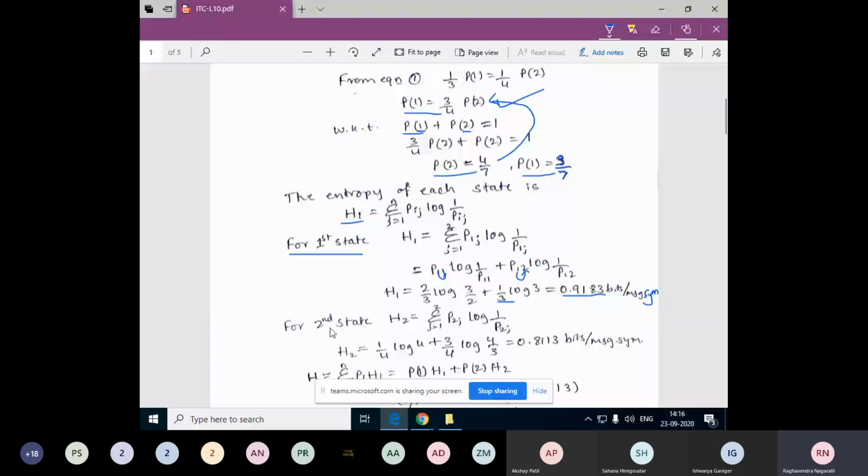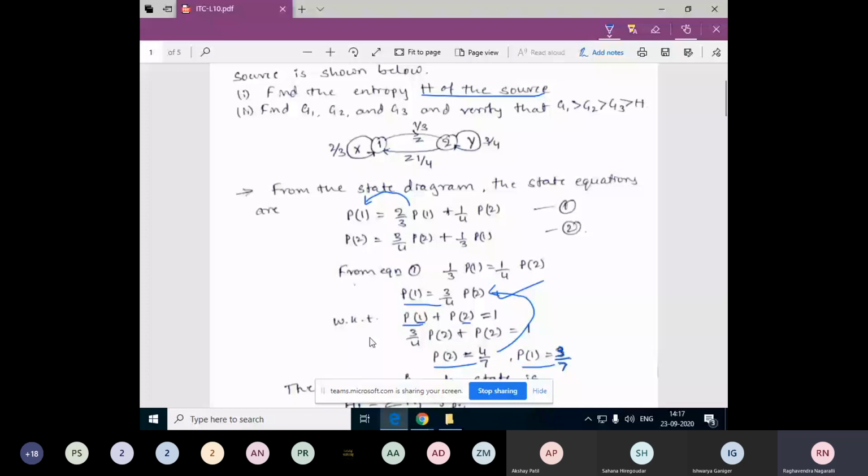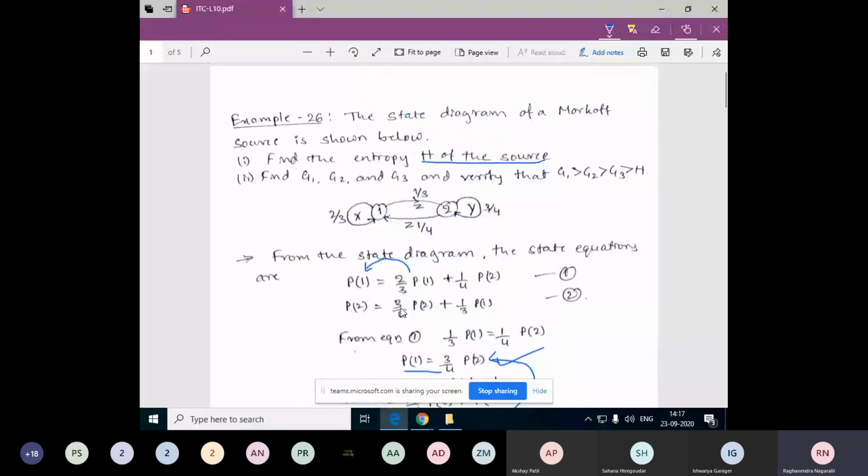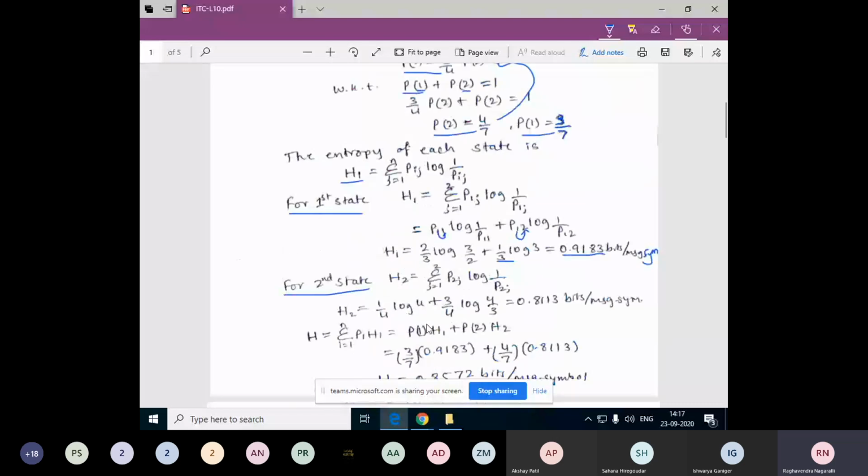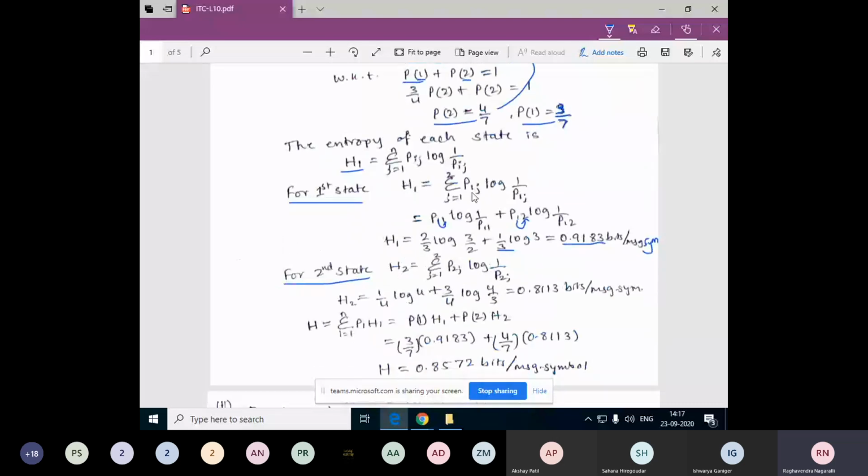Similarly for the second state, state 2, H2 is equal to summation J equal to 1 to 2 of P2J. Now the I value will become 2. In the previous case, for the first state, it was 1. So now for the second state, it is 2. P2J log 1 by P2J. So H2 is equal to 1 by 4 log 4 plus 3 by 4 log 4 by 3. Here the probabilities that we get are P21 and P22.